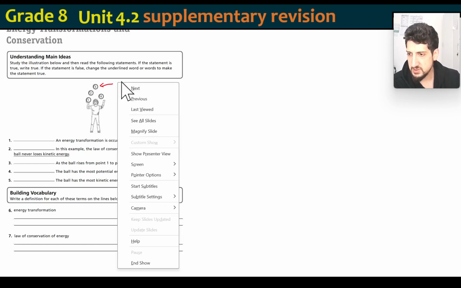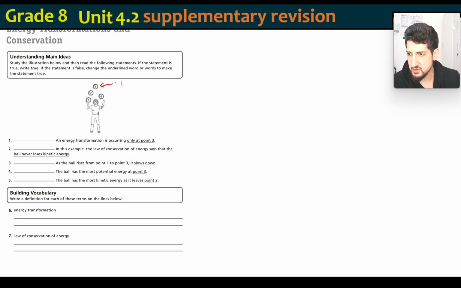But at this point here, the ball has a lot of gravitational potential energy, right? A lot of it at that point there. And as it's falling down, over here it's got a lot of kinetic energy, and over here it has a lot of kinetic energy as well. But at the highest point, it has the most gravitational potential energy.